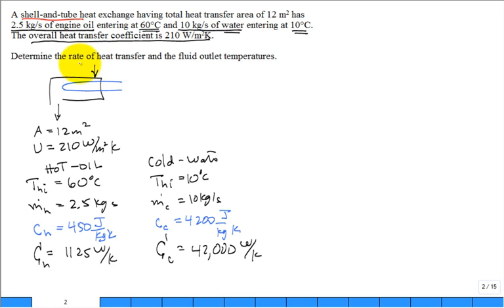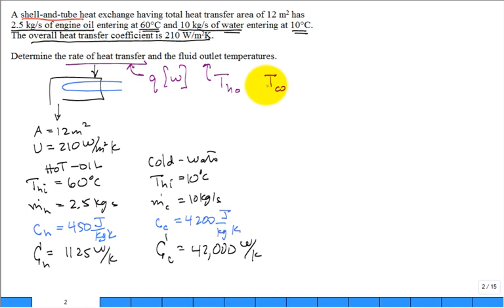What are they asking us to solve for? They want to know the rate of heat transfer being accomplished in this heat exchanger. What is Q in units of watts? And then also, what are those fluid outlet temperatures? What is the temperature of the hot out and the temperature of the cold out, both in degrees C? All right. So let's use effectiveness-NTU. If you tried this with the log mean temperature difference, you would definitely iterate.